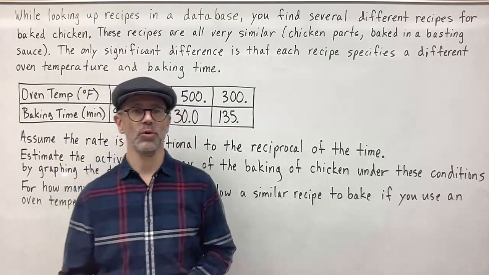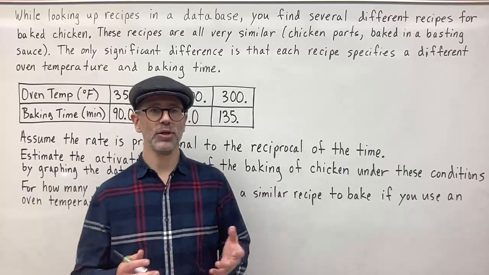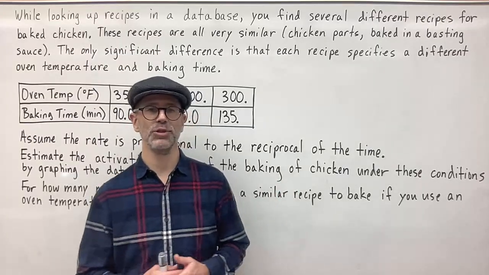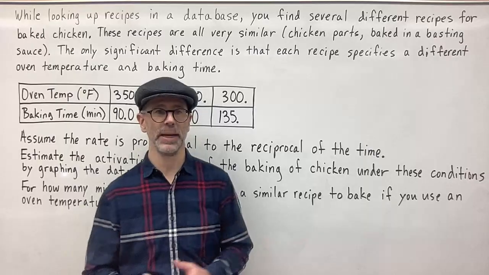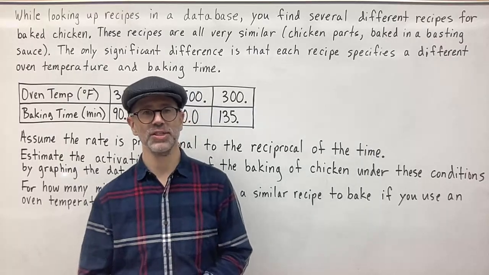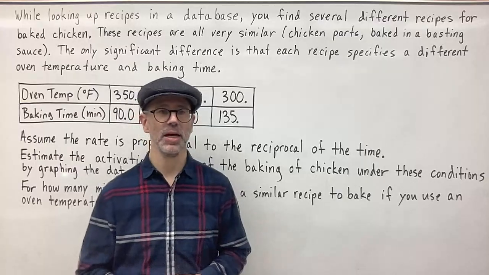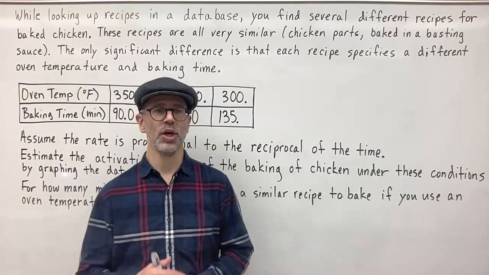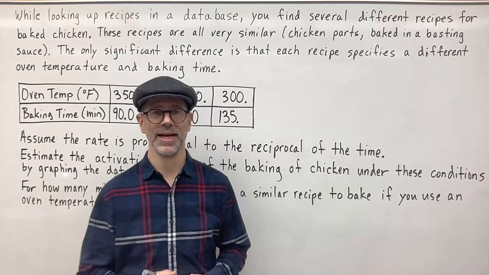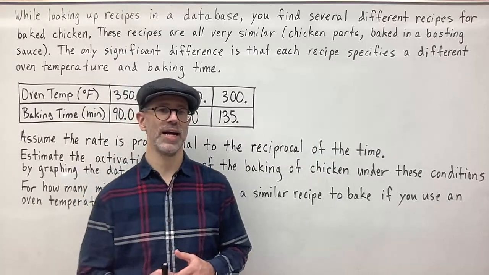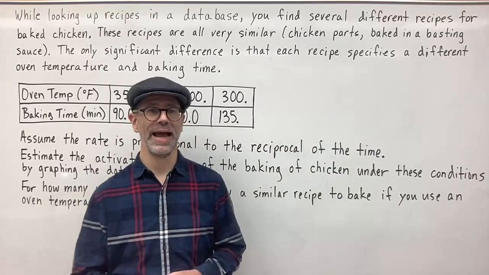So, here's the problem. While looking up recipes in a database, you find several different recipes for baking chicken. These recipes are all very similar: chicken parts, baking in a basting sauce, and so forth. The only significant difference is that each recipe specifies a different oven temperature and baking time.